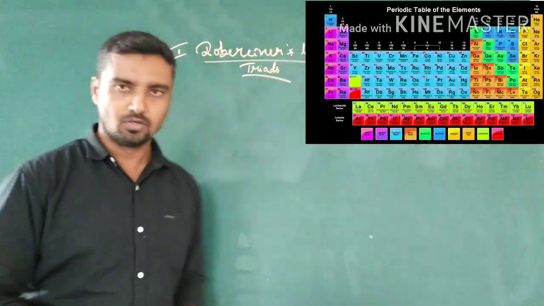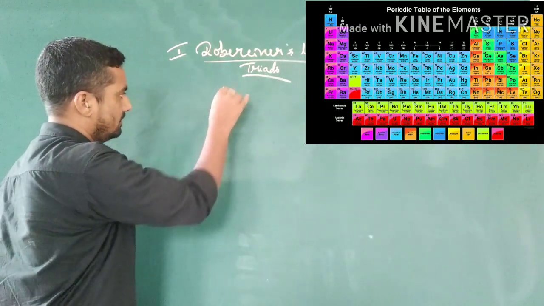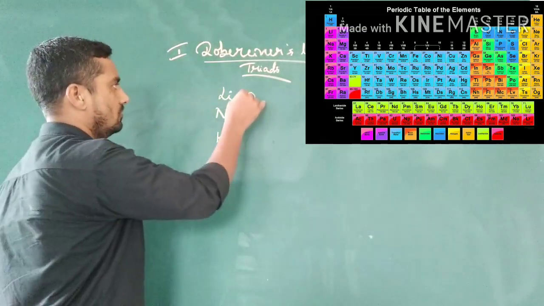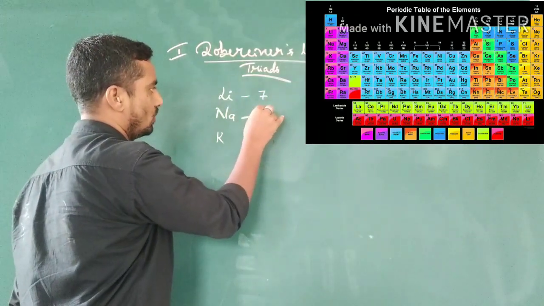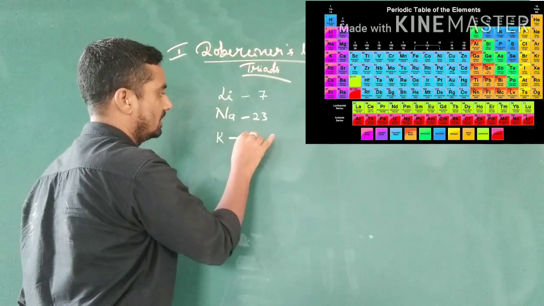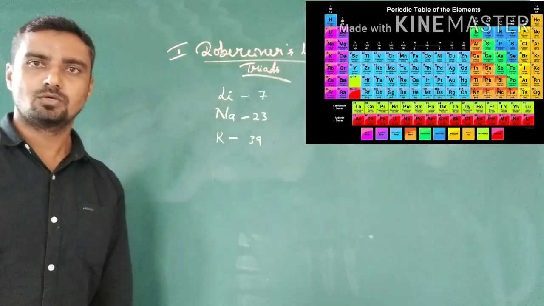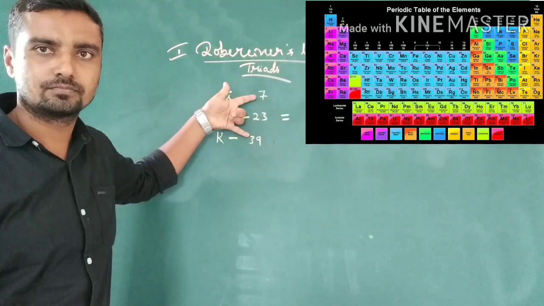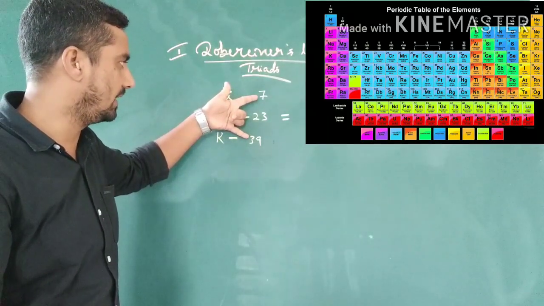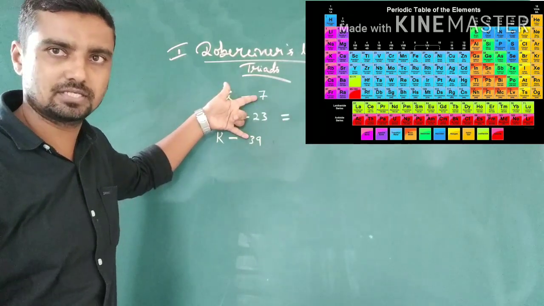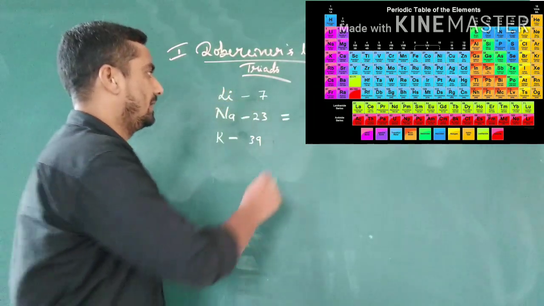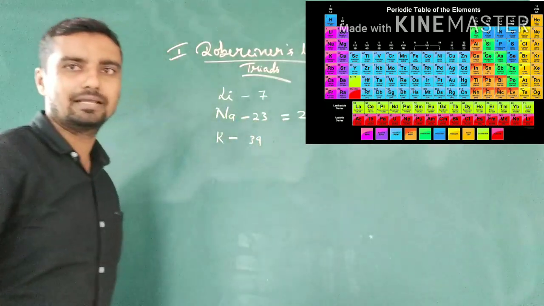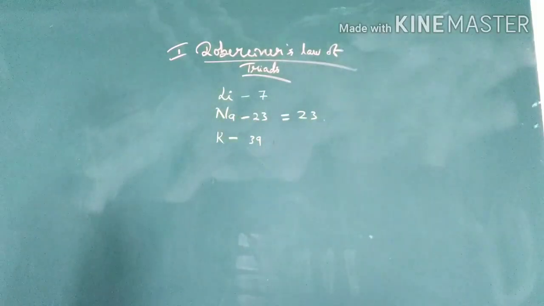We will give an example first. Here we take lithium, sodium and potassium, these 3 elements. The atomic mass of lithium is 7, the atomic mass of sodium is 23, and the atomic mass of potassium is 39. If we take the average of the other 2 elements, that is 39 plus 7, which is 46, the average gives the mass 23, which is equal to the atomic mass of the middle element. That is called the law of triads.